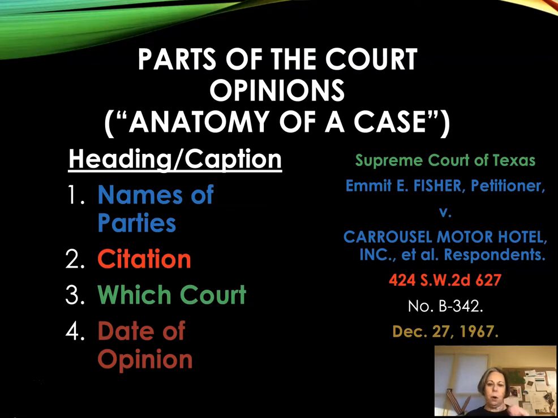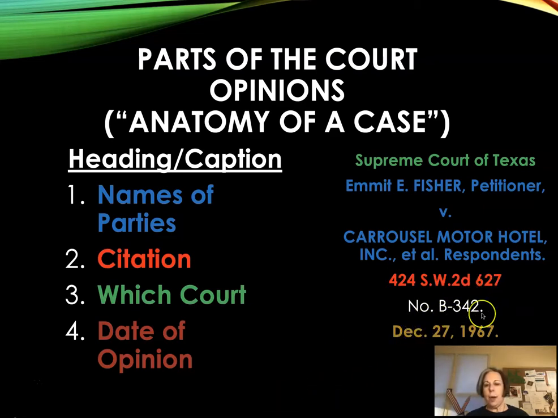Citation. I talked to you before about if you want to look up a case. So this case is 424 Southwest 2nd. Southwest is, they group their reporters geographically. It's volume 424 in the second edition of Southwest. There was Southwest 1, now everybody's in a second edition. Nobody's gone to a third. And 627 is the page that the opinion starts on.